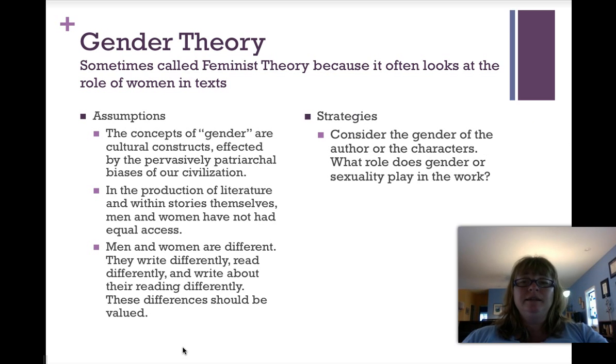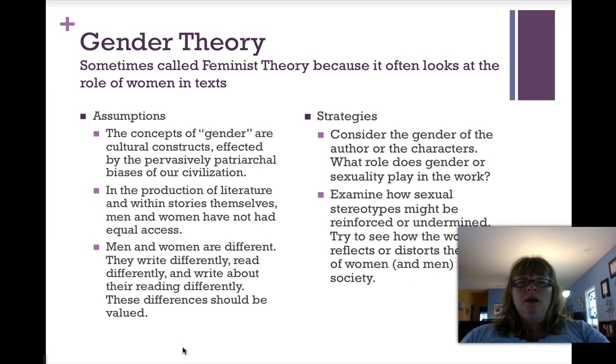First of all, consider the gender of the author or the characters, and what role does gender or their sexuality play in the work. Next, look at how gender or sexual stereotypes might be reinforced or undermined. And then we're going to look at how the work reflects or distorts the place of women and men in society. For example, are women in the end told to stay in their place or not? Are men told to be men or not?